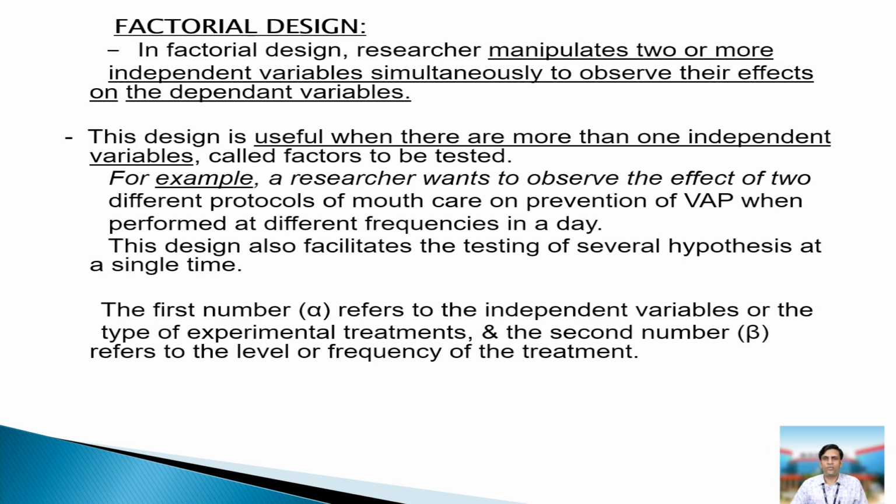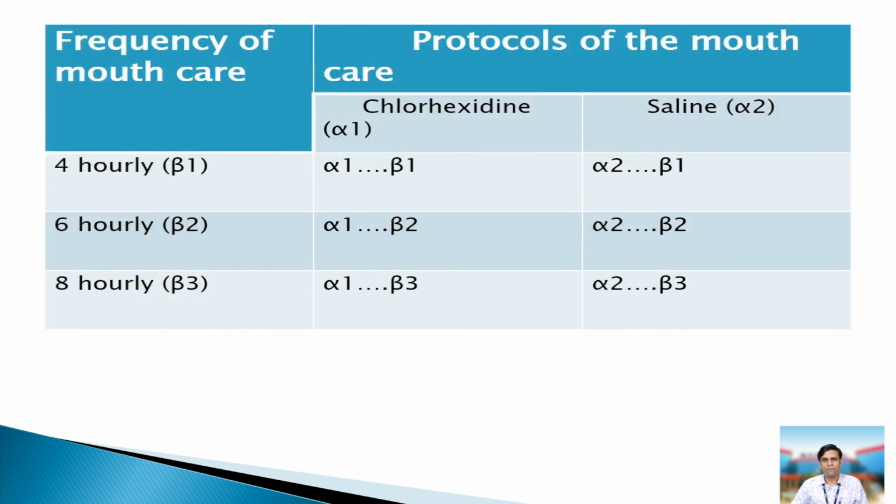Let's say, for example, a researcher wants to observe the effect of two different protocols of mouth care on prevention of ventilator-associated pneumonia when performed at different frequencies in a day. This design also facilitates the testing of several hypotheses at a single time. The first number, alpha, refers to the independent variable or the type of experimental treatment, and the second number, beta, refers to the level of frequency of the treatment.